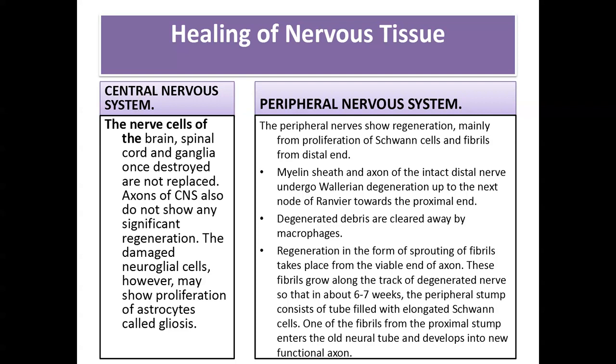Regeneration in the form of sprouting of fibrils takes place from the viable end of axon. These fibrils grow along the track of degenerated nerve, so that in about 6 or 7 weeks, the peripheral stump consists of the tube filled with elongated Schwann cells. Then the fibrils from proximal stump enter the old neural tube and develop into new functional axon.